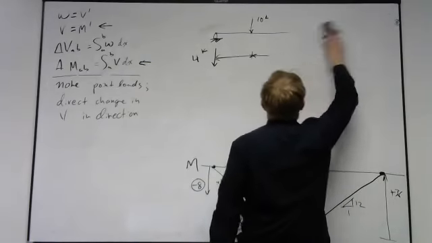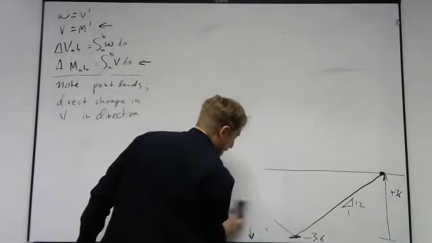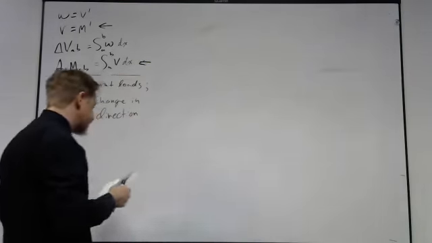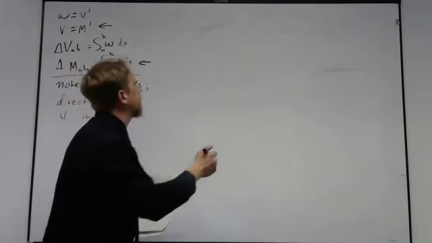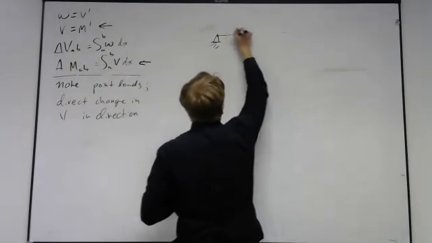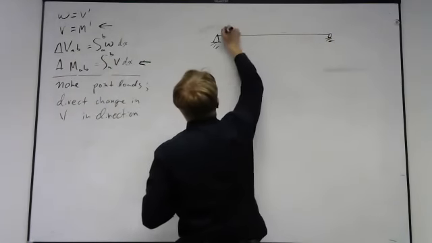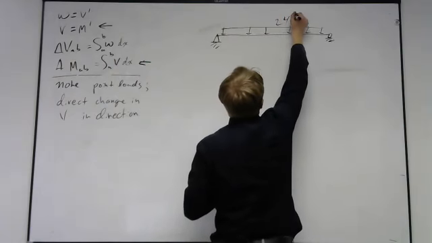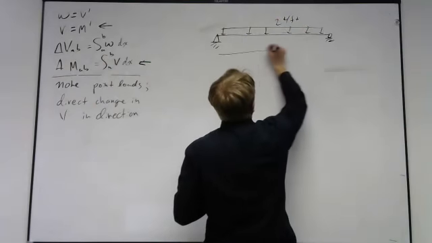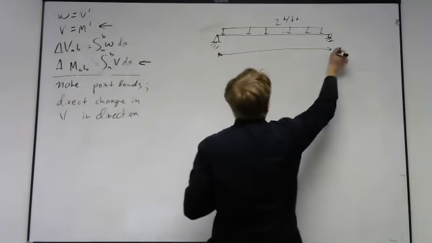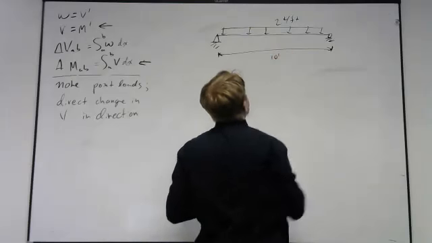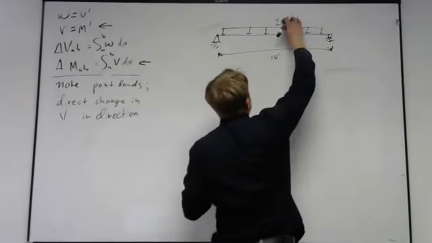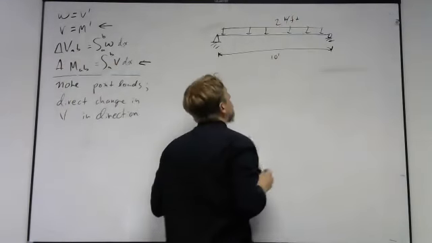Let's do one with the distributed load. Let's do something real simple. Okay, let's start off crawling and we'll start running. Let's say 2 kips per foot. Let's say it's 10 feet. You can do the statics. This is kips per foot.